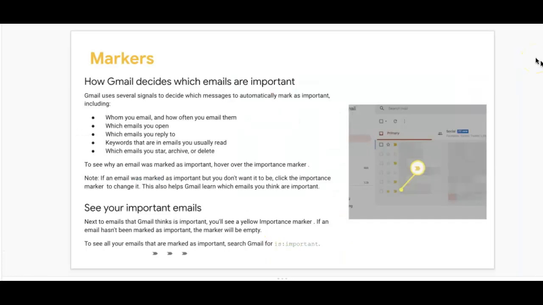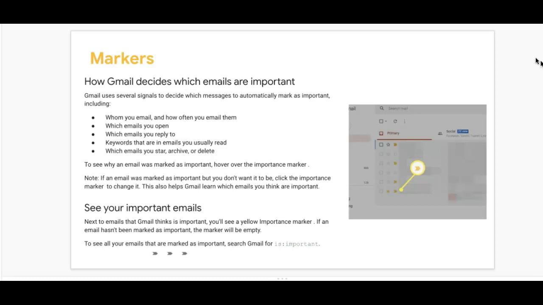Similar to using nudges or snooze as a way for Google to help you keep your inbox organized, there is the idea of using important markers. And what Google does here is that they use artificial intelligence to keep an eye on how you interact with your inbox. And so they create some signals based on who you email, how often you email them, which emails you choose to reply to, and they take some of that information into account and they decide what they think your important emails might be.